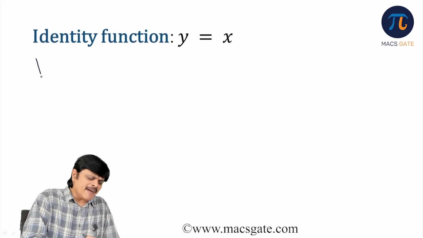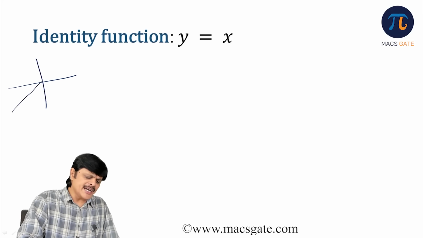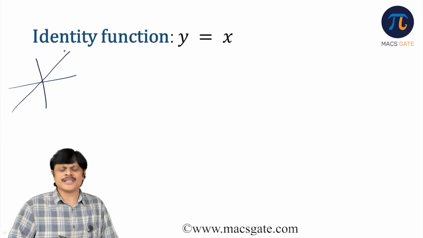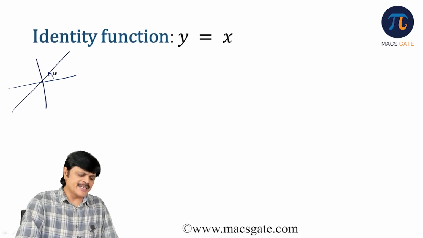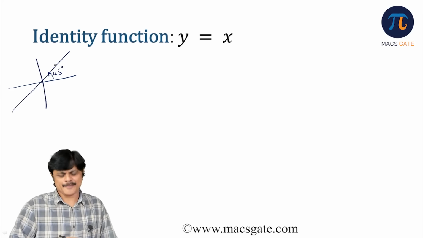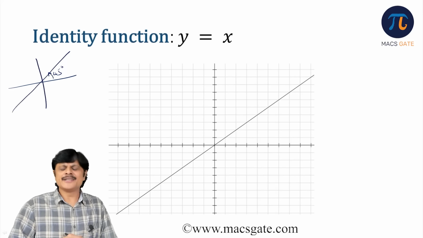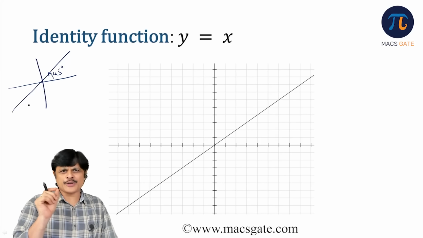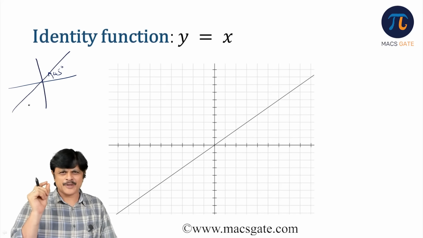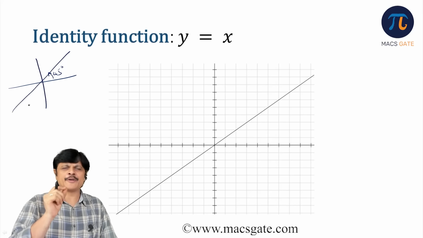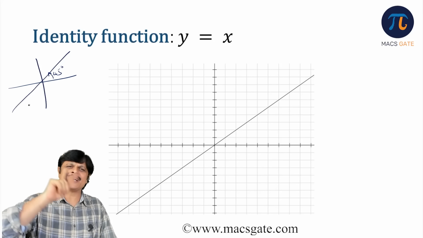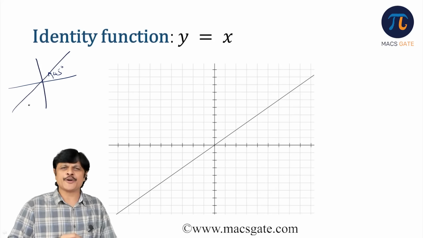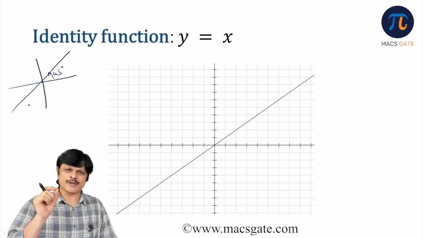What is the graph of the identity function, sir? It is a line passing through the origin and making 45 degrees with the positive x axis. Again using a tool we can get a beautiful graph like this. But as I told you, at least this rough sketch we should get in our mind. Whenever you see y is equal to x, immediately we should get that y is equal to x picture in your mind. Basic function graphs one should know.